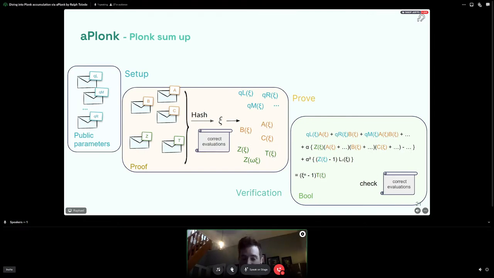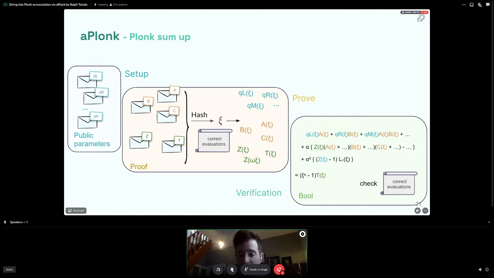We're going to define a circuit, remember the first table, and we're going to commit to our selectors, QL, QM, QR. These are going to be our public parameters. The prover is going to generate the wires with a witness, generate the permutation polynomial Z and the quotient polynomial T, and it's going to commit to them. One thing which is very important is we're going to hash all of these polynomials together to get an evaluation point.